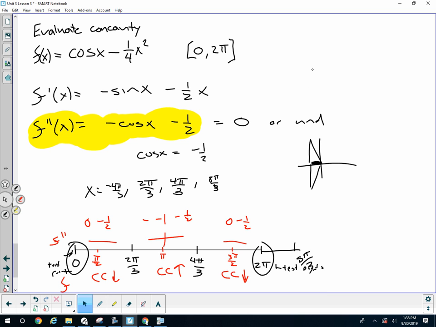Don't go to infinity. Say from 0, and we actually would include 0, because we would have a negative there, to 2 pi over 3, and from 4 pi over 3 to 2 pi, but we would include 2 pi. We are concave down, and then between, but not including, our two values, we'd be concave up.